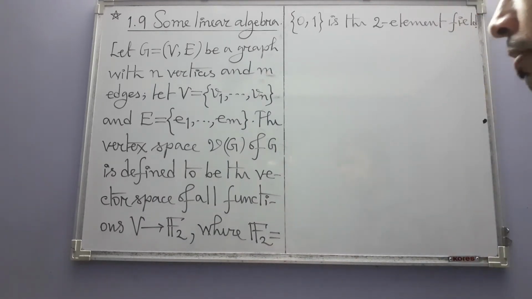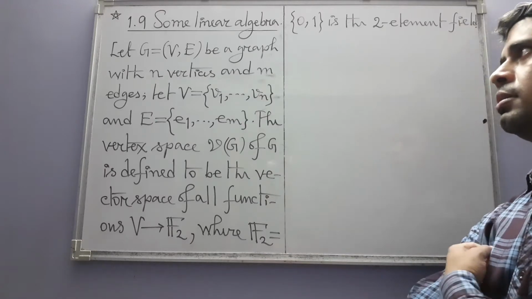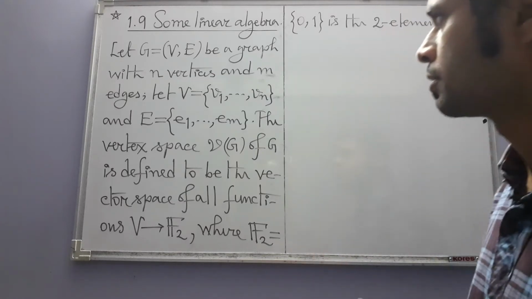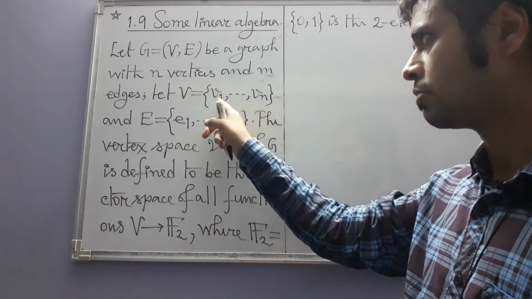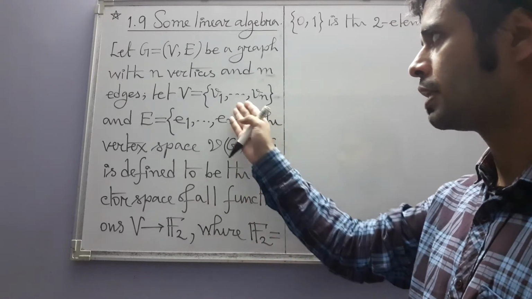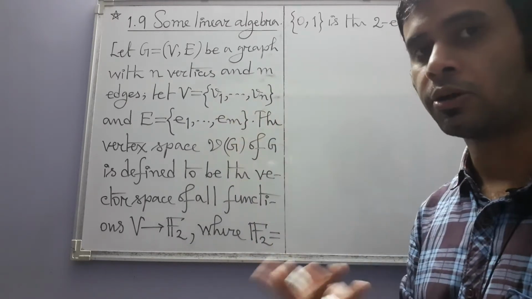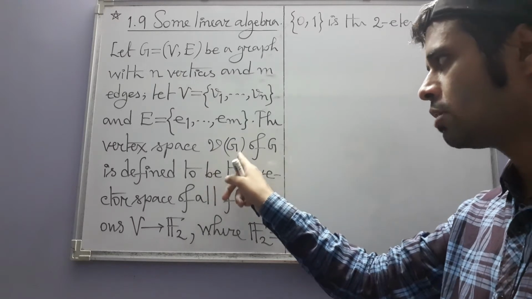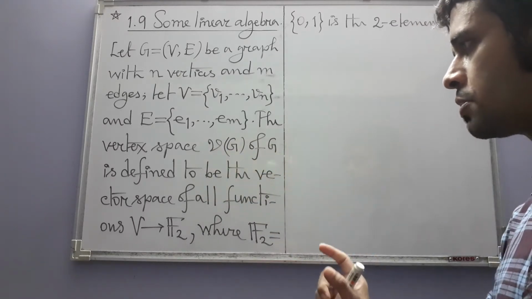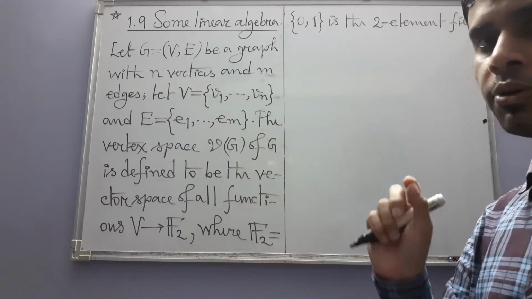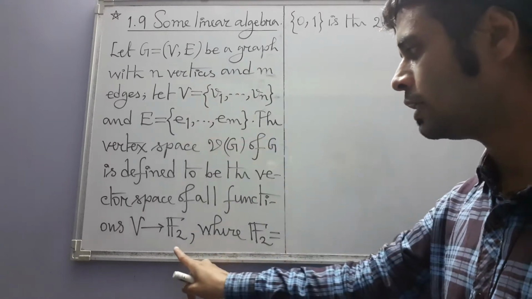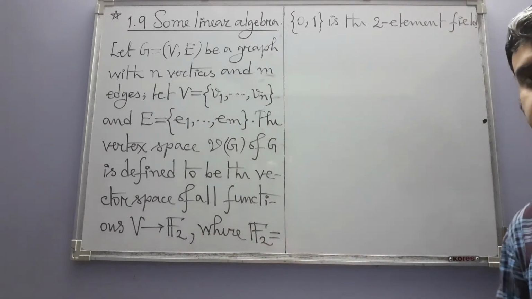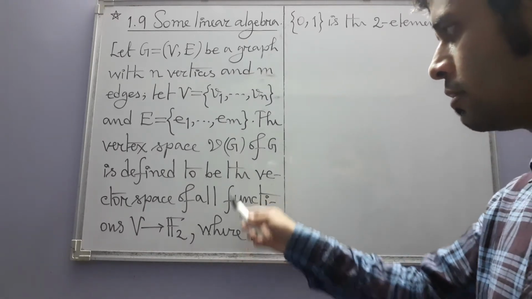Okay, so what is being said here? G is our ordinary graph. It has a vertex set, it has an edge set, and the way their elements have been shown, you can clearly see that the author has meant both V and E to be non-empty. Now the vertex space nu of G is defined to be the vector space of all functions from the vertex set V into this two-element field consisting of 0 and 1. So what do all these things mean, and exactly how is this set a vector space?